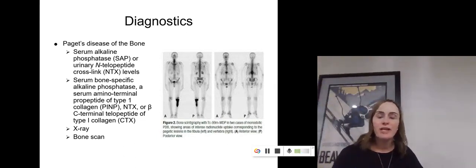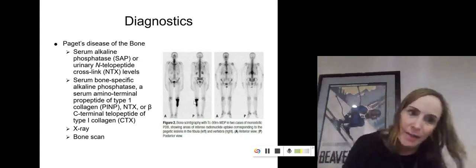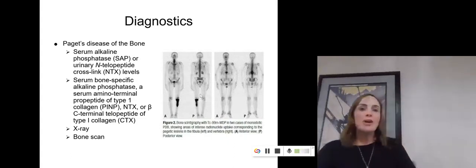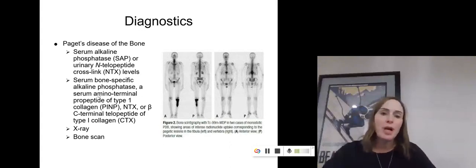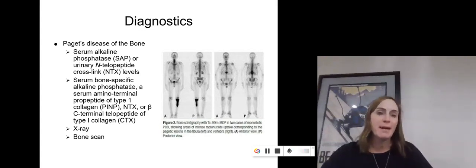Now, I really wish I had done a better job of giving you the symptomatic versus asymptomatic, but we're going to talk about that. There's a serum bone specific alk phos, which is what I use. Some people also use the serum amino terminal propeptide of type 1 collagen, also referred to as a PINP. But basically all of these are bone turnover markers. I do a bone scan to find the pagetic areas.